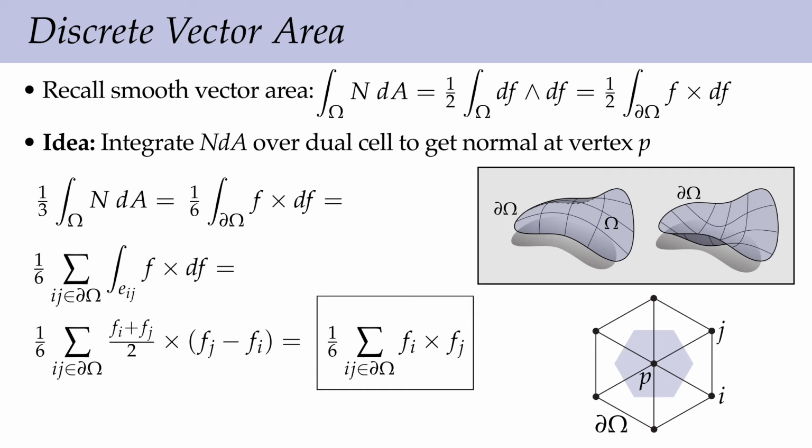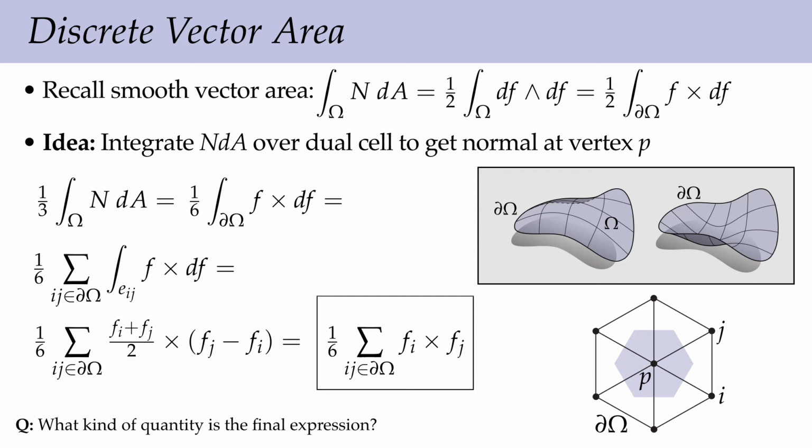What kind of quantity is this, by the way, in terms of discrete exterior calculus? Well, we integrated a differential two-form over a two-cell, a two-dimensional region. And because this cell comes from the dual complex, we say that this is a dual discrete differential two-form. Okay?